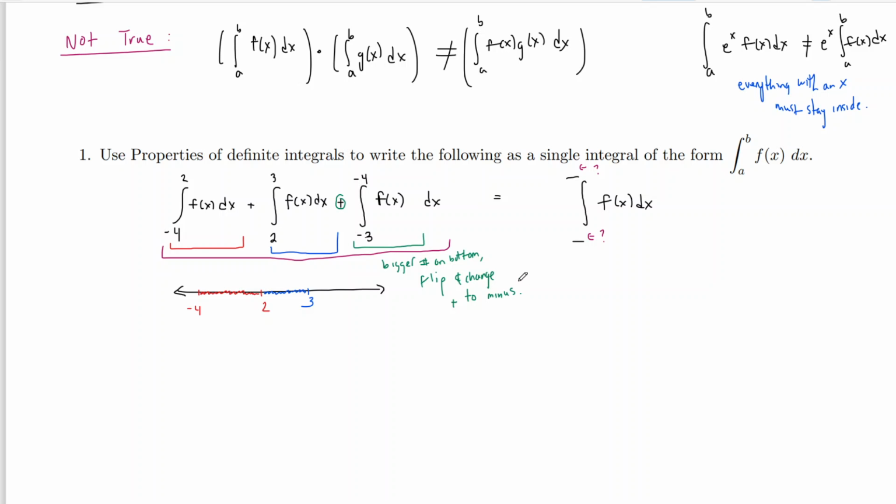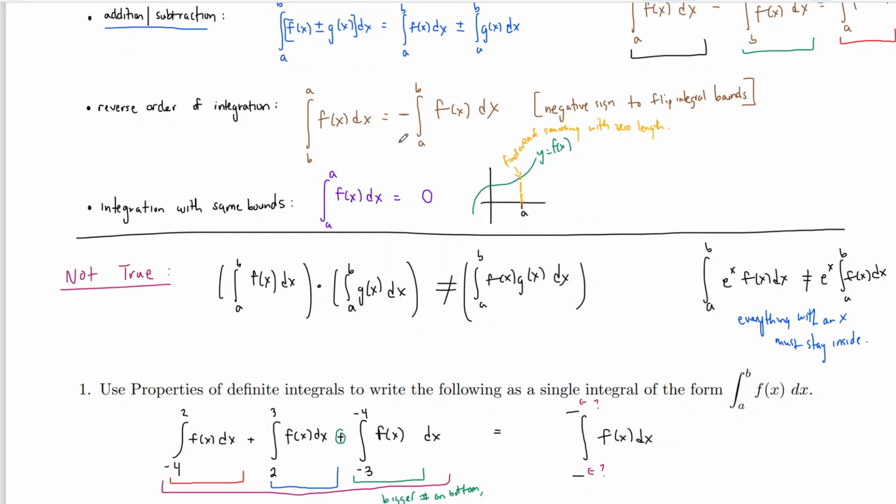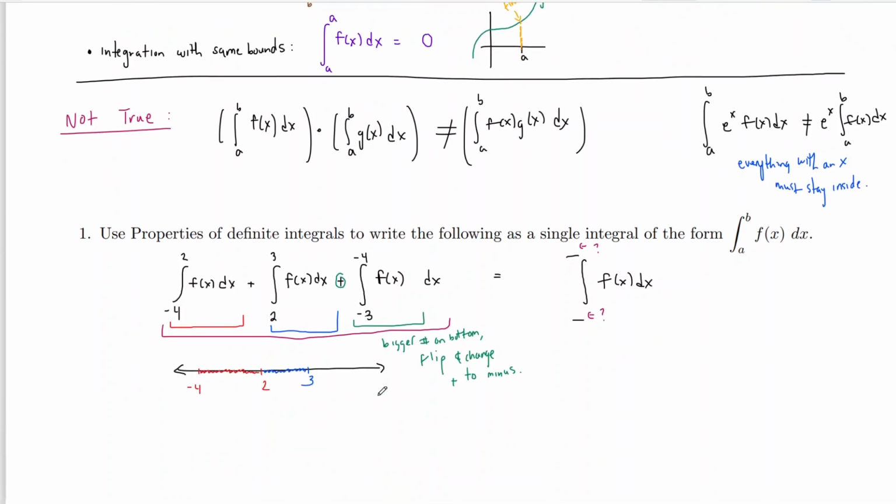So pretty much what we're doing is this rule here. We want to flip the order of integration. We want to make the smaller number on the bottom. Right now, the bigger number is on the bottom because -3 is bigger than -4. And when we do that, we have to make up for it by adding a minus sign here. Since there's a plus there, the easier way to think about that is making it a minus.